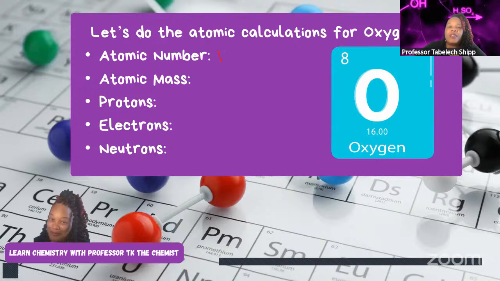If you said 16, you are incorrect. Why? Because 16 is the atomic mass number. What is the atomic number?